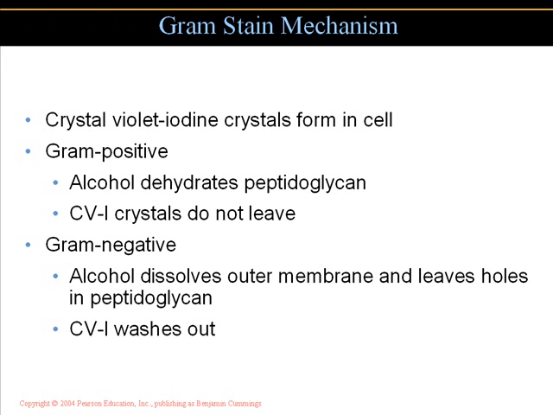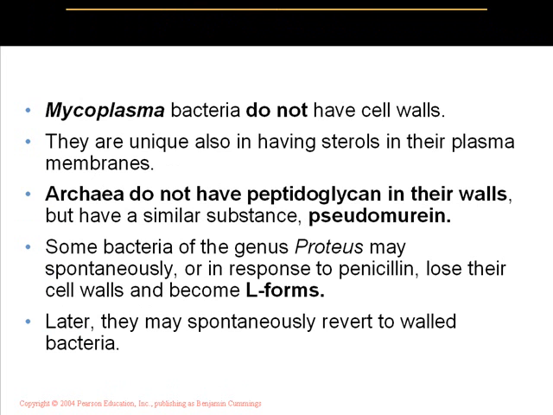Crystal violet and iodine form crystals in the cell. In gram-positive cells, alcohol dehydrates the peptidoglycan, and the crystal violet-iodine crystals do not leave. In gram-negative cells, alcohol dissolves the outer membrane and leaves holes in the peptidoglycan, and thus the crystal violet can wash out. This leaves a residual color, a stain that looks reddish, which is the gram-negative. The gram-positive holds on to the crystal violet-iodine stain because it does not leave, so it has a darker purple color. Differences in gram-positive and gram-negative stain.